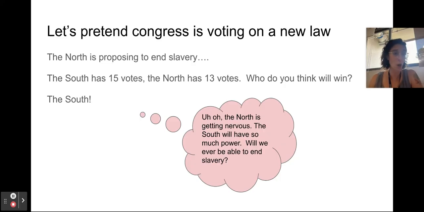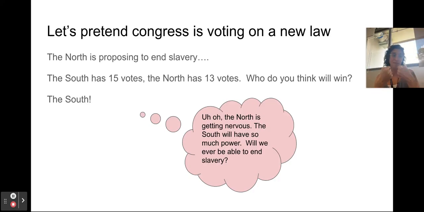The South says, no way. I'm not signing off on this Constitution of this United States if you don't let us protect and keep slavery. Slavery is our entire economy. We are not giving up slavery. So we're not going to agree to give you more voting power than us.